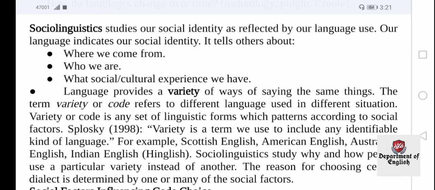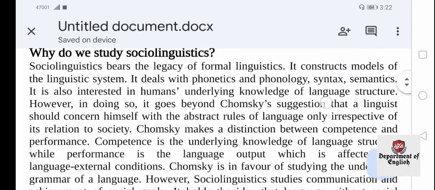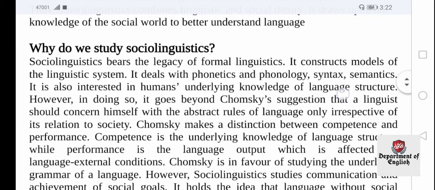Sociolinguistics studies why and how people use a particular variety instead of another. The reason for choosing a certain dialect is determined by one or many of the social factors. So let's see why we study sociolinguistics.